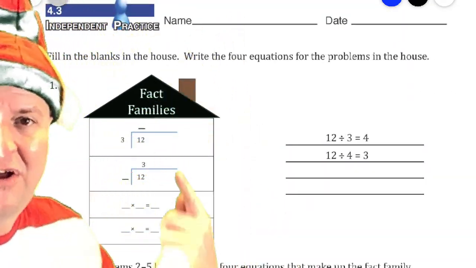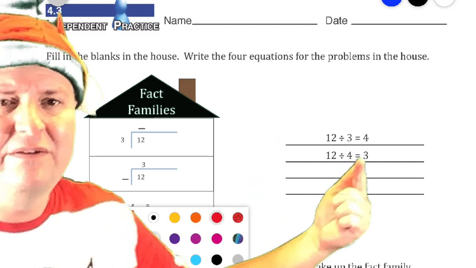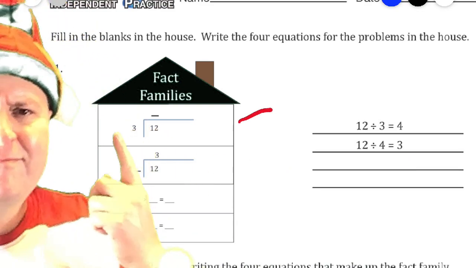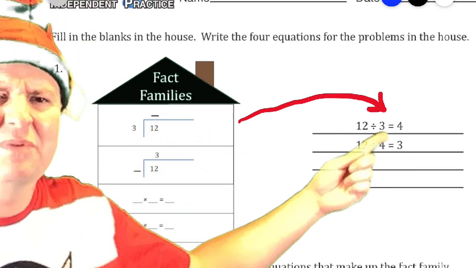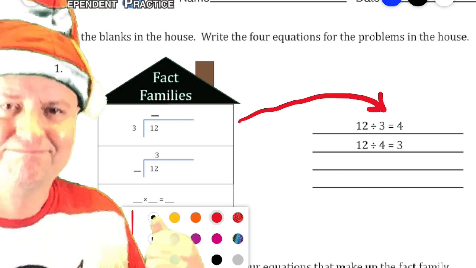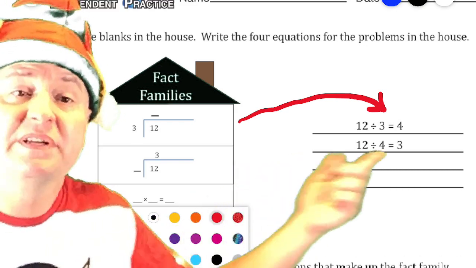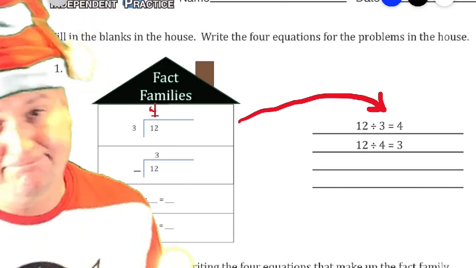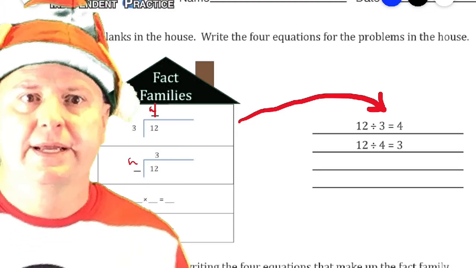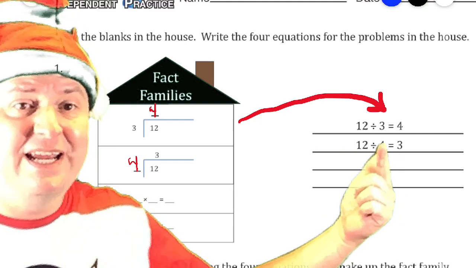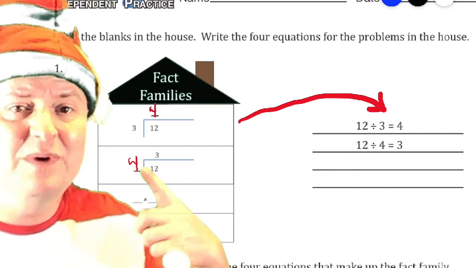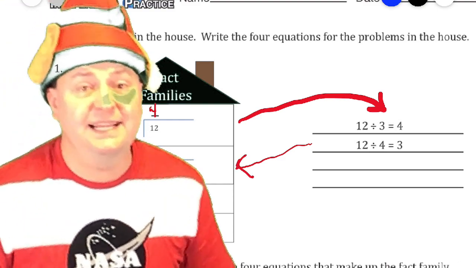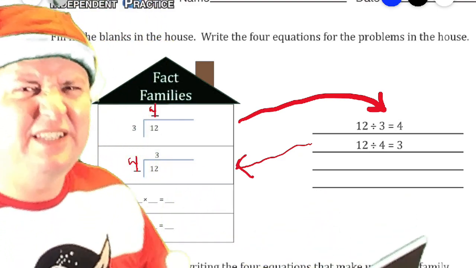Fact families, all in the same house. We've got 12 divided by 3 equals 4. 12 divided by 4 equals 3. So that's going to copy there. What number are we missing here? You're right. We're missing that 4. So I'm going to pull that 4 over and put it right there. Step 1 and done. Down there, I'm just going to take the same thing. I'm missing the 4 here as well. Just going to move it over there. Easy peasy, lemon squeezy, right?